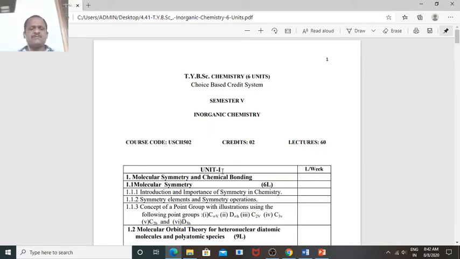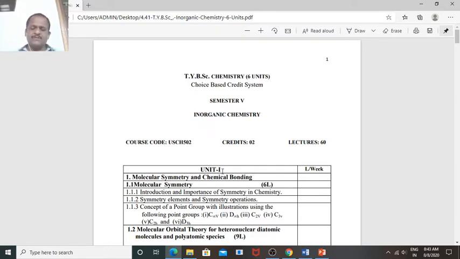I am sure that once you learn symmetry elements and symmetry operations, you will get a lot of knowledge about molecular symmetry. This is not only important for TYBSc, but also when you go for MSc, there is this particular chapter, and it has huge demand in competitive examinations like NET and SET as well as GATE. So many questions will be asked on this topic. This is our first topic of the first unit, molecular symmetry.